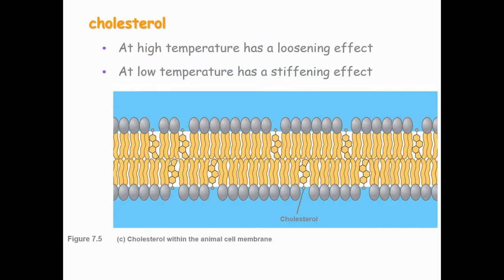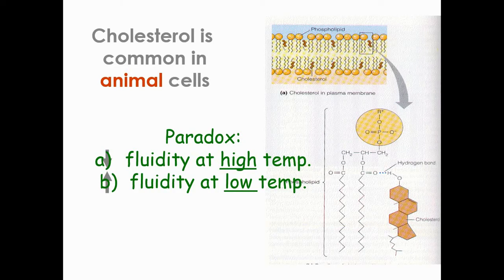Okay? So, ang cholesterol class, they actually fill some of the spaces here in the cell membrane. So, not all of these are filled with the phospholipids. Some of the spaces actually are filled with cholesterol. Now, ang effect sa cholesterol class is that it has a loosening or a stiffening effect. Kung high ang temperature, it has a loosening effect, but at low temperature, it has a stiffening effect. Okay? So, ang cholesterol is common in animal cells.